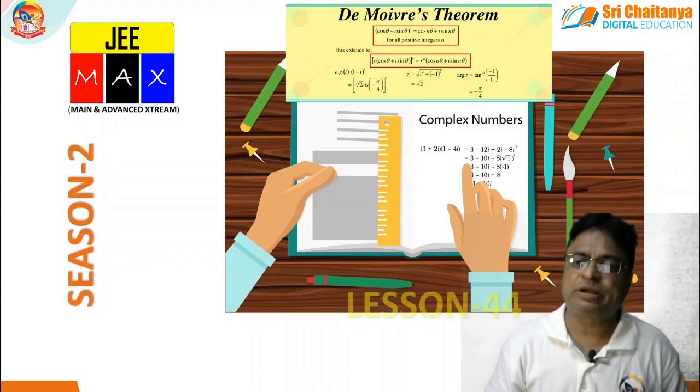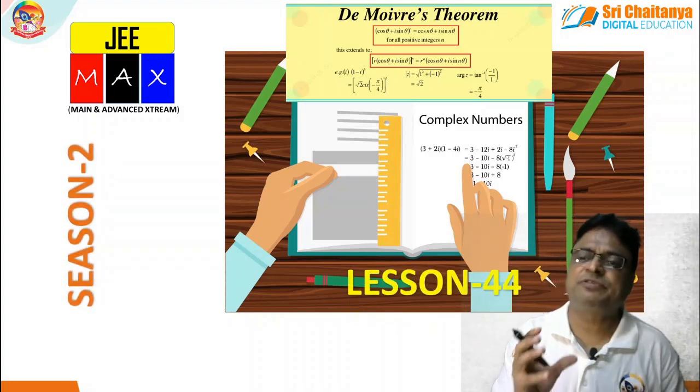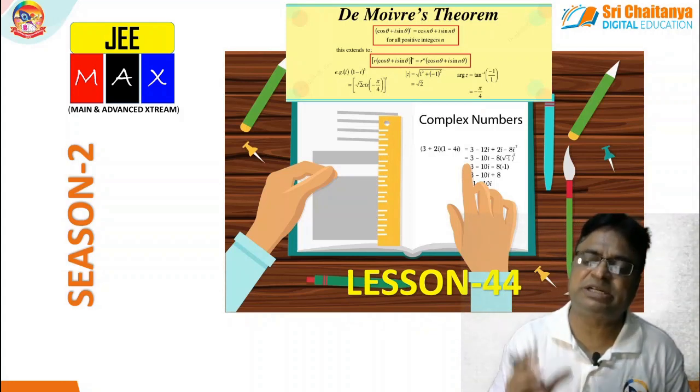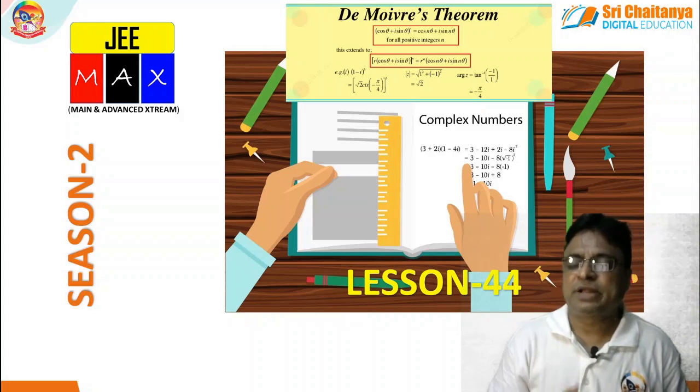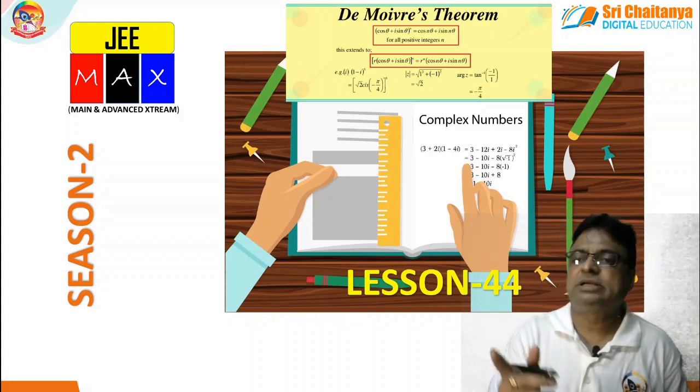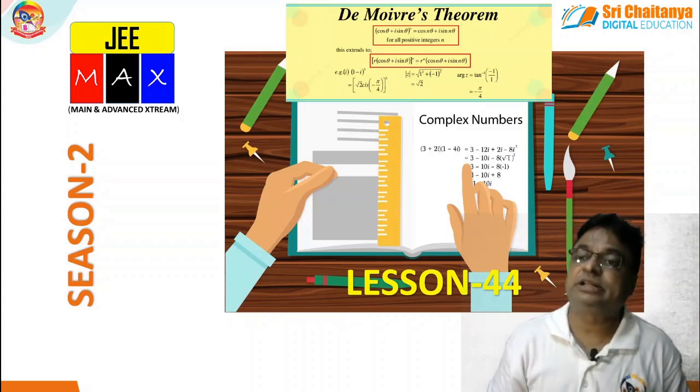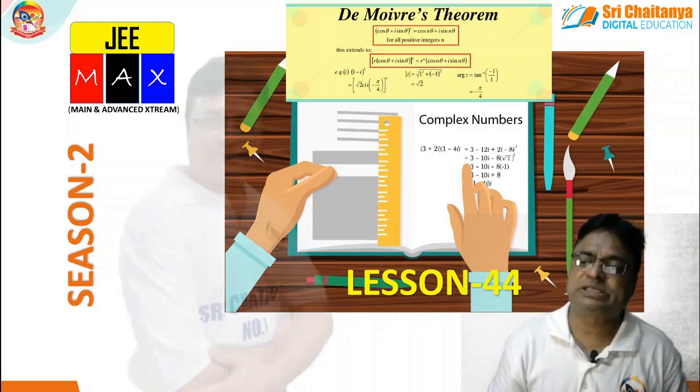In season number 2, we are completely concentrating on a particular chapter which is very, very important for both JEE Mains and Advanced: complex numbers. In complex numbers, through these lessons, we are concentrating on De Moivre's theorem, which is the last part of the complex numbers.